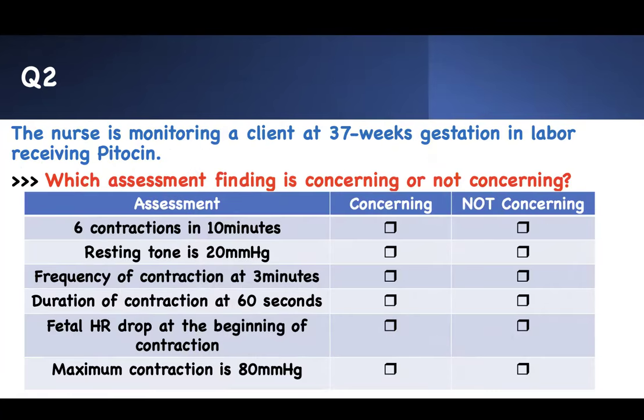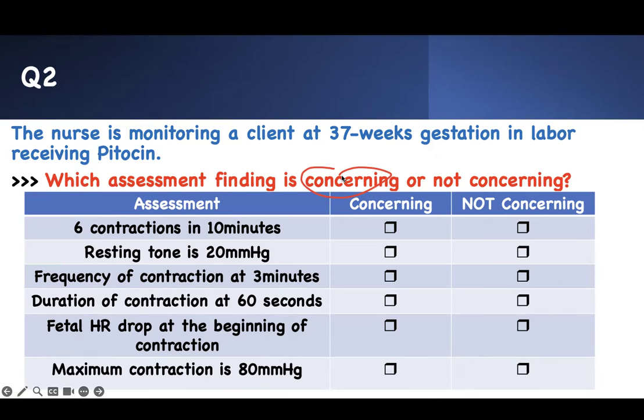This is the second one. It's an NGN. I want you to take a pen and paper. Write down everything I'm going to talk about. I'm going to break it down, but this concept, you have to know. You have to know. Once again, these are numbers that look intimidating, but I know you'll get it. What is the problem? Read the question from the back. Which assessment finding is concerning and not concerning? This is the NGN way of asking the question.